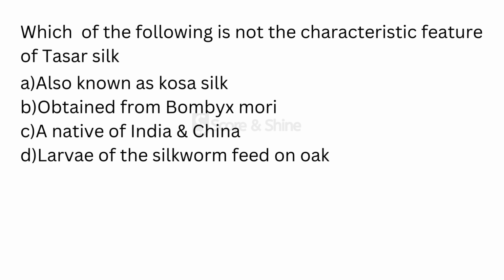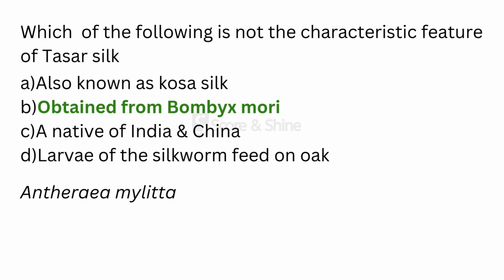And next, which of the following is not the characteristic feature of tussar silk? The answer is it is obtained from Bombyx mori. So here tussar silk is also called as kosa silk is correct, and it is the native of India and China. It is also correct, and larvae feed on oak is also correct, and this is obtained from Antheraea mylitta, and it is not obtained from Bombyx mori, and hence it is obtained from Bombyx mori is not the characteristic feature, which is the correct answer.